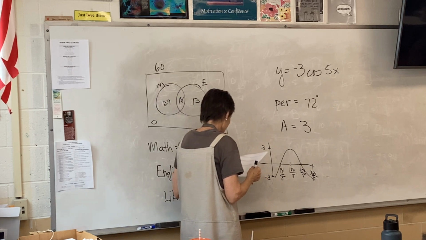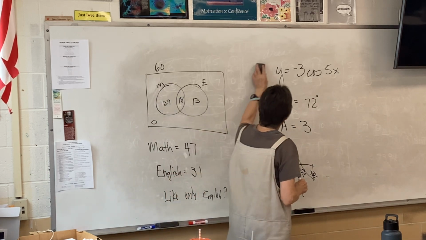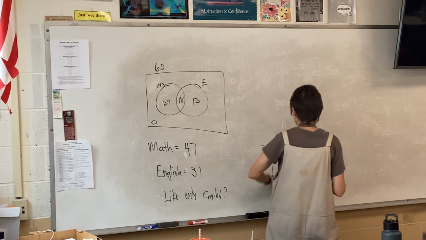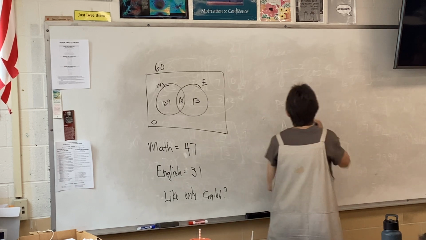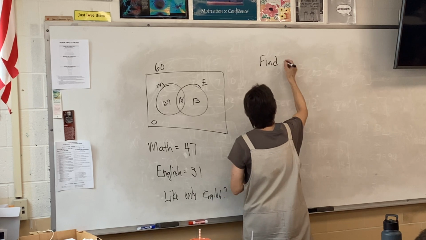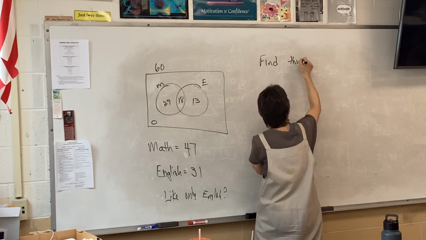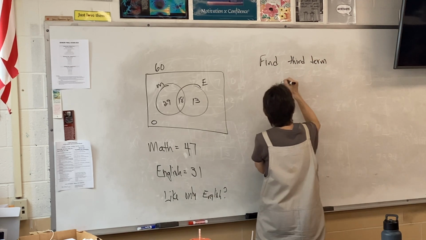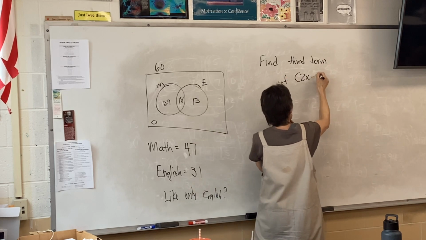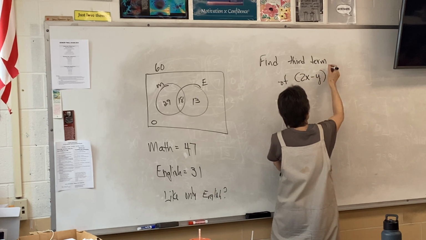All right, next, how about this? What if we had to find the third term of 2x minus y to the sixth?